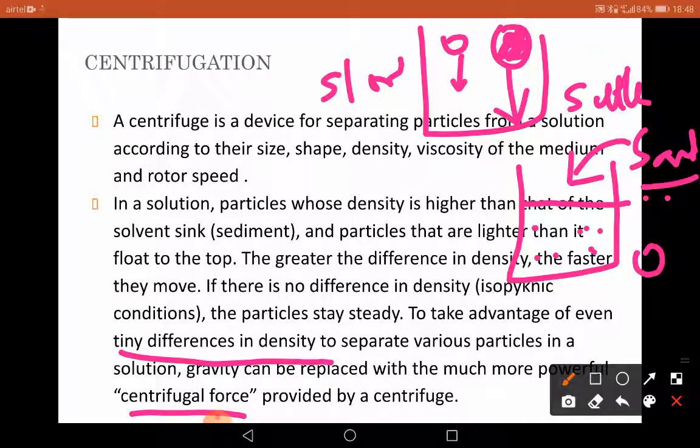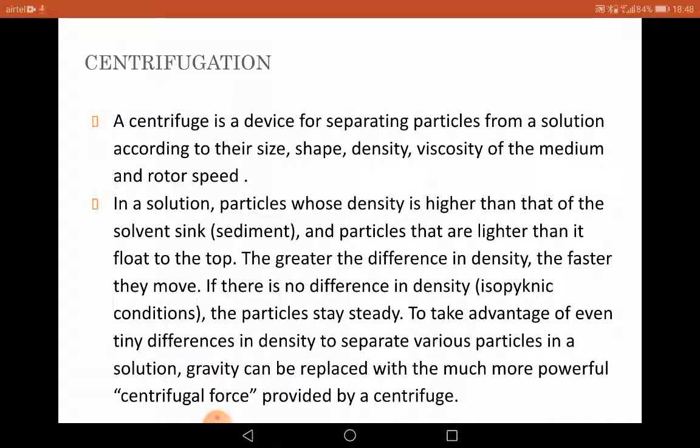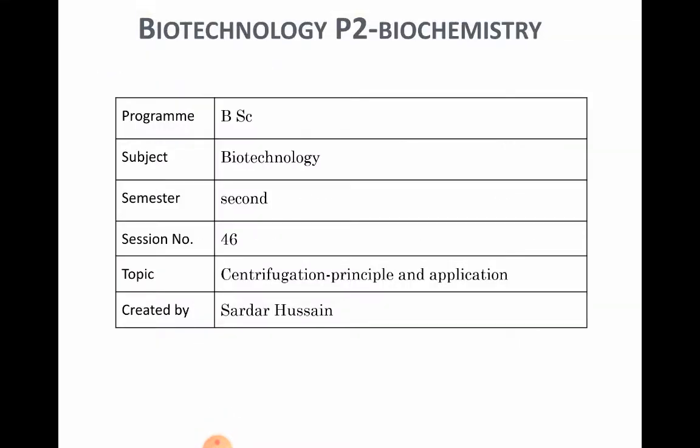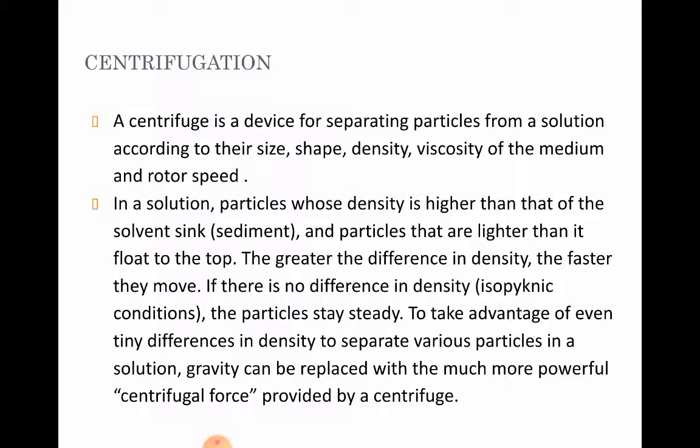So here in the centrifuge technique, we are enhancing the sedimentation by applying a force that is more powerful than the gravitational force. We are using centrifugal force. So let me introduce you to the centrifugal force. The centrifuge works on the centrifugal force.